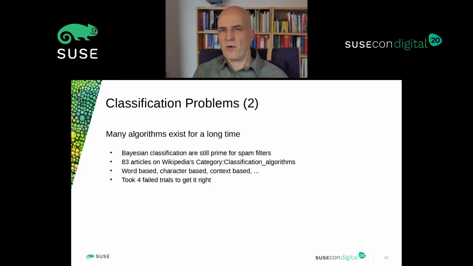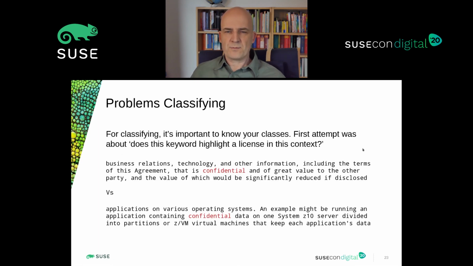So this is the fourth effort I made to reduce the impact of the pattern creation, and I think it's good enough now, but let's get into the details. For classification, it's important to know what your classes are. I already mentioned: is this a pattern or is it not a pattern?